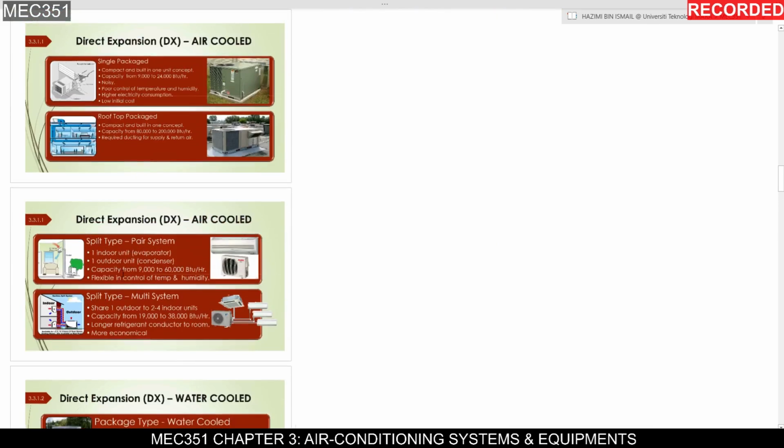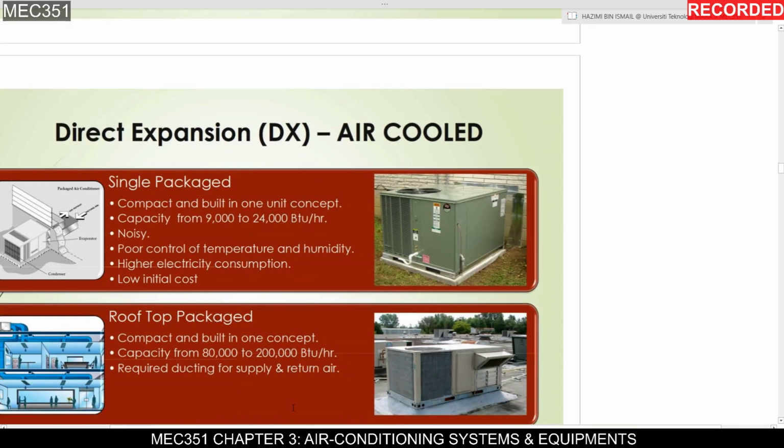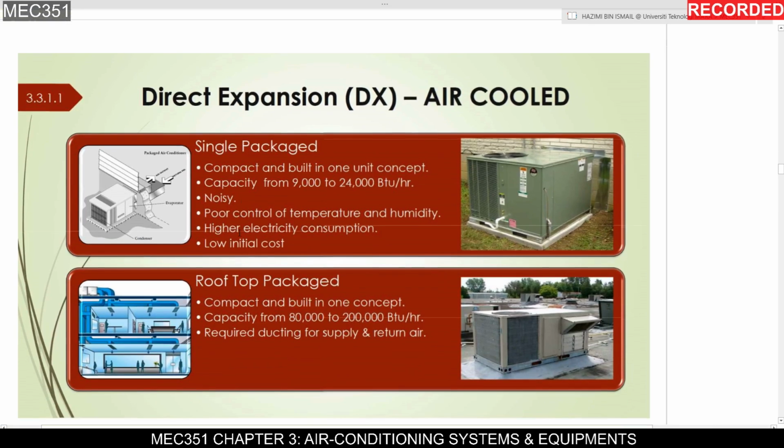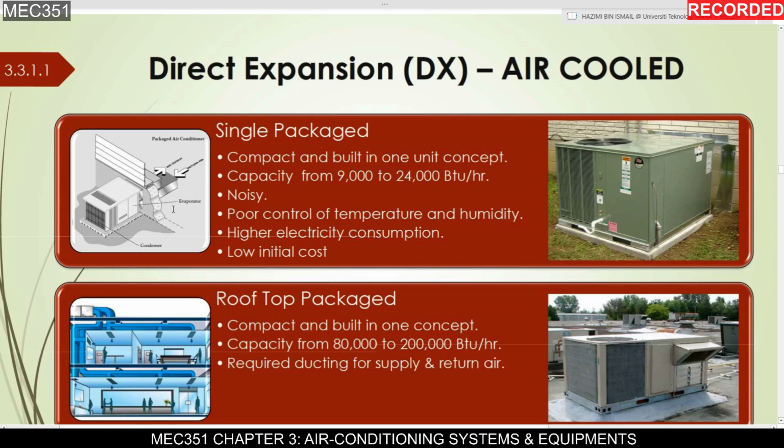Okay, so we go back to the direct expansion. There are many types here. We have the single package. This one is a larger single package which will be located on the ground or maybe on the flat roof top, and sometimes during the 1980s and 1970s, most of the aircon in our houses were single packages that were put on your window.